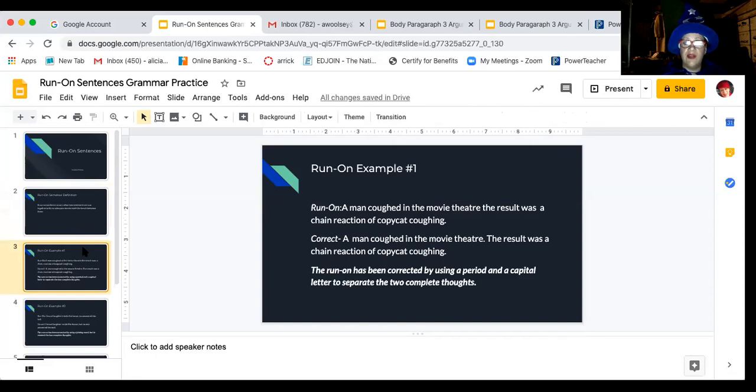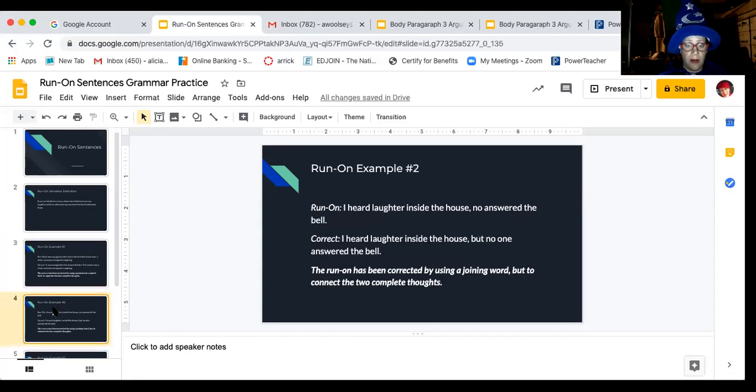A man coughed in the movie theater. The result was a chain reaction of copycat coughing. So that basically we now have two sentences and it's not a run-on anymore. The run-on has been corrected by using a period and a capital letter to separate the two complete thoughts. So think of it as complete thoughts. That's the big issue of how you get run-ons because you have two complete thoughts or more.